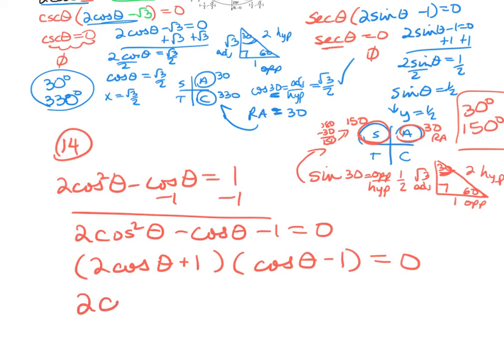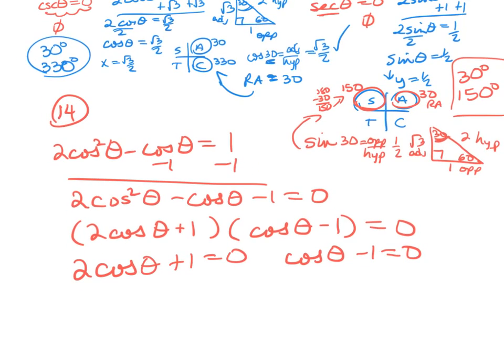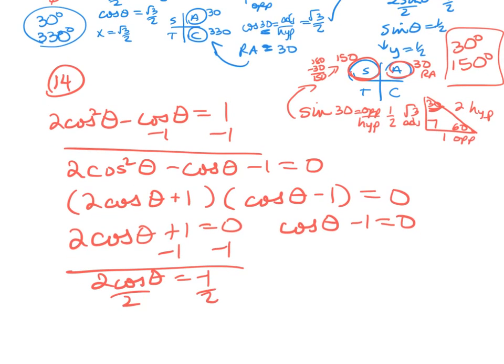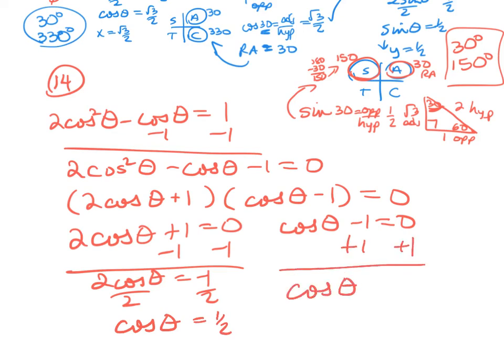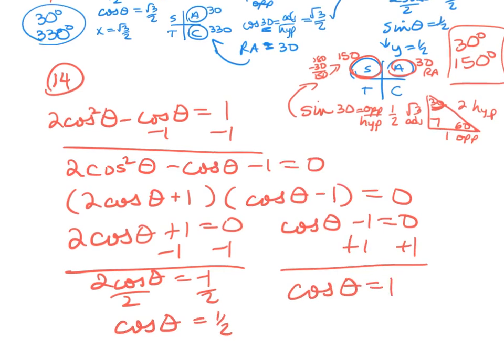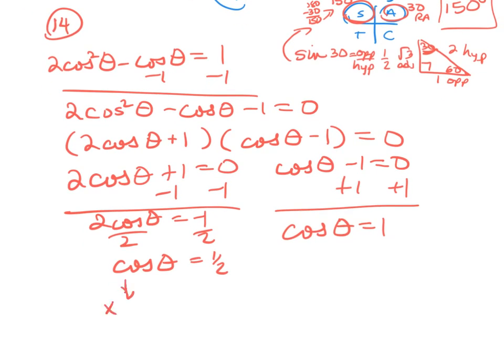So now I can take the 2 factors, set them equal to 0. Move the 1. 2 cosine theta equals -1. Divide by 2. Cosine theta equals -1/2. Let me solve this one. Cosine theta equals 1. Now this one, again, cosine looks at x, so I'm looking for an x equal to -1/2. And then here, cosine looks at x, I'm looking for an x value equal to 1.